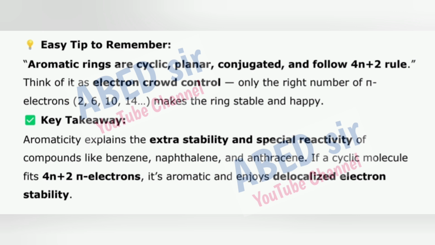Easy tip to remember: aromatic rings are cyclic, planar, conjugated, and follow the 4n plus 2 rule. Think of it as electron crowd control: only the right number of pi electrons, 2, 6, 10, 14, makes the ring stable and happy. Key takeaway. Aromaticity explains the extra stability and special reactivity of compounds like benzene, naphthalene, and anthracene. If a cyclic molecule fits 4n plus 2 pi electrons, it's aromatic and enjoys delocalized electron stability.